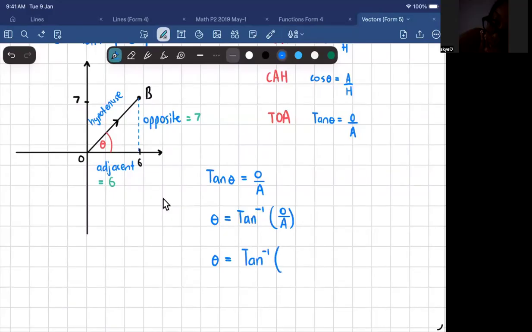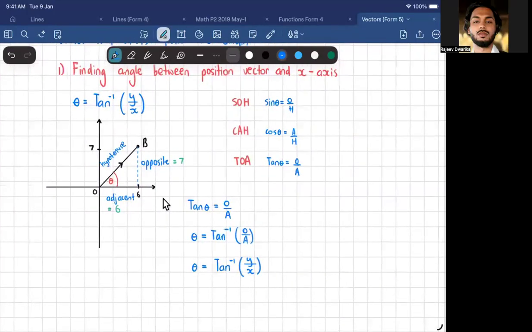Y. Right. So we're gonna replace O with Y. And A. A corresponds to what component of the vector? Is it the horizontal component or the vertical component? Horizontal. So in that case, it's X. Right. Do we all understand how the formula came about? That's how they came up with the formula, that tan inverse. If you want to find the angle, it's tan inverse y over x.